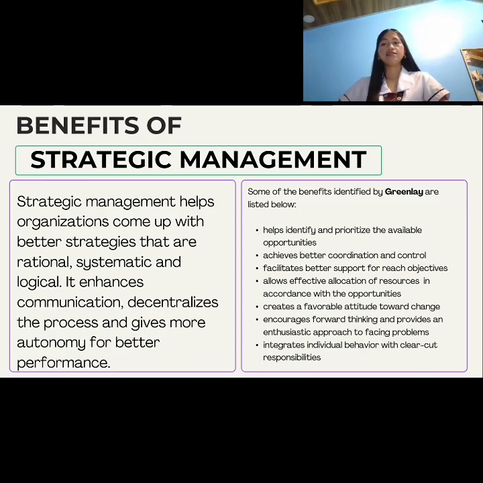So lastly, integrates individual behavior with clear-cut responsibilities. Everyone knows what their role is and how their work contributes to the company's success, which builds teamwork and accountability.